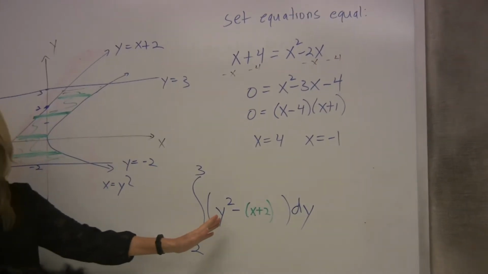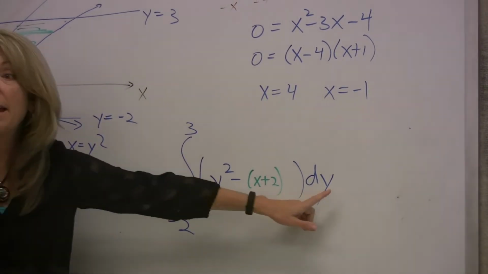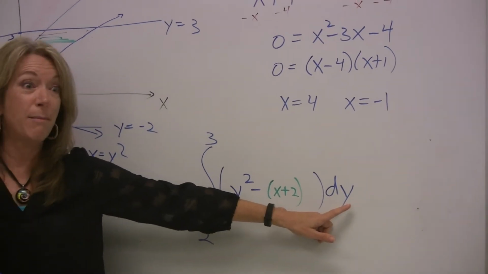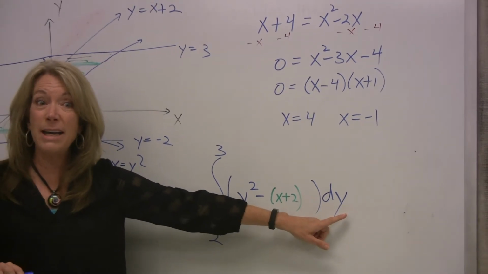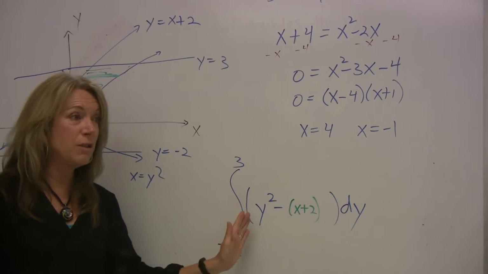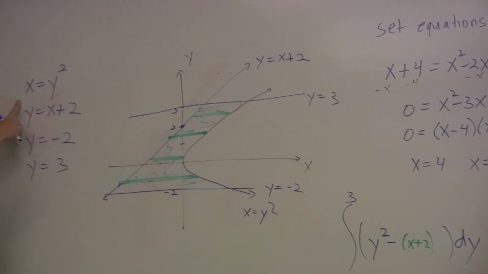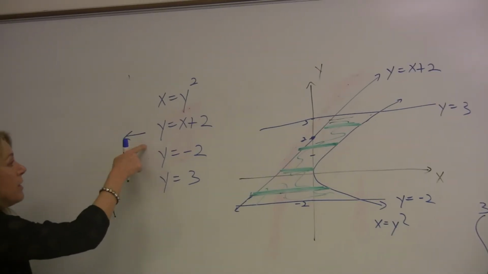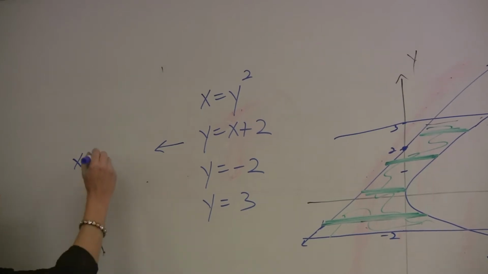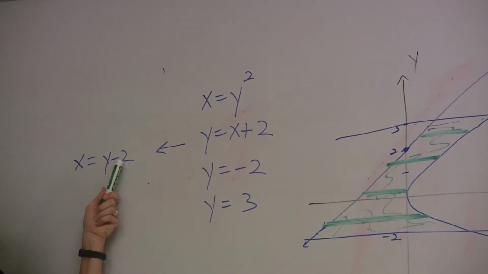Does everyone agree that's going to be the right function minus the left function? Yeah. But this is a dy. Which is why, remember I said at the beginning today, you better remember to put those on there, it matters. Because this is a dy, everything here has to have a y in it. So this is supposed to be a function of y, and this is supposed to be a function of y. This is x equals y squared. Solve this one for x. This is the function x equals y minus 2. So this is my function of y.